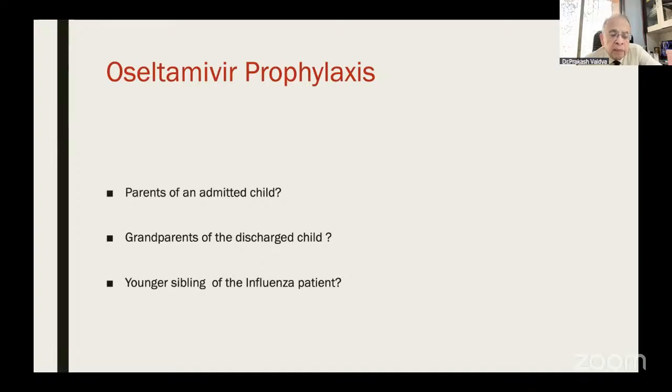What about the younger sibling of the influenza patient? Yes, sir. Less than 2 years old is definitely indicated, as he or she comes in a high-risk zone. Correct. So between 3 months and 2 years, I guess. Correct. You're right.